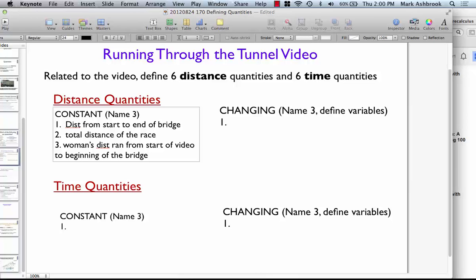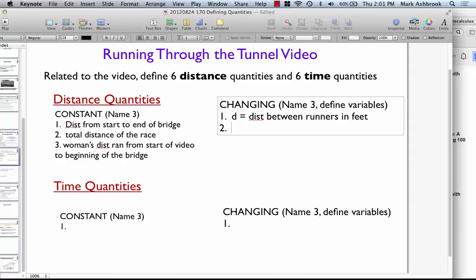All right, how about changing? Somebody new. Yes, sir, in the back. We said the distance between the two runners. Let's do a variable. Can you define it as a variable? The distance between the two runners in feet. Yep, and what variable do you want to choose? I guess just D. Sure. D equals distance between the runners in feet. Is that a well-defined variable? Specific enough, and it's a quantity that has units.